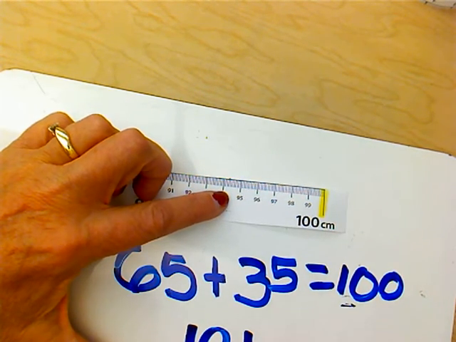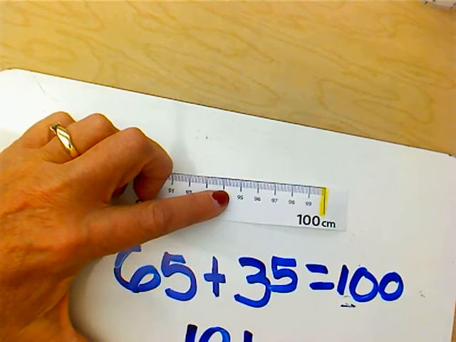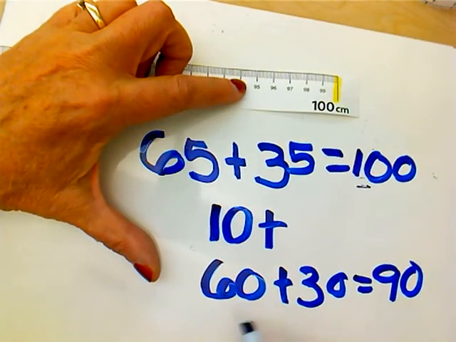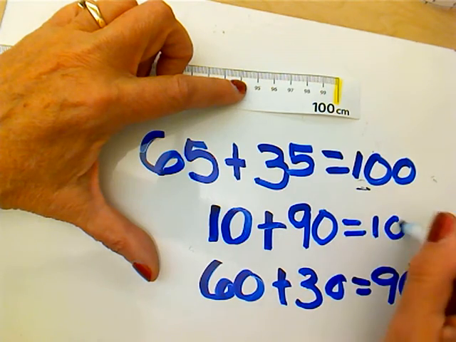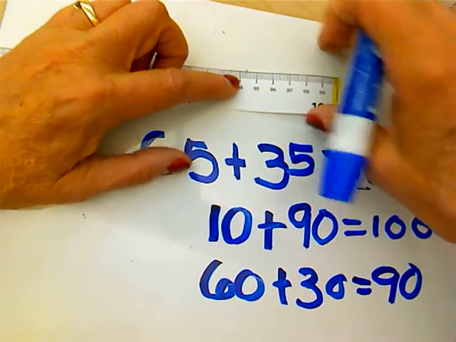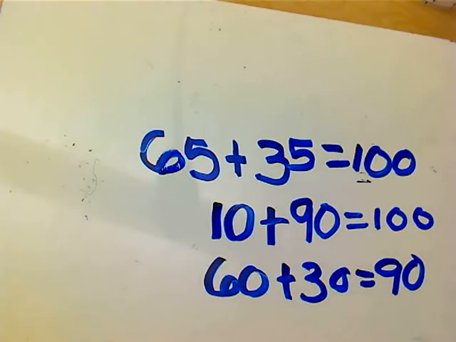60 and 30 would give me 90. I'm just looking at this a different way. And then 10 plus 90 gives me 100. Just a different way to look at that. All right, so you can erase the board, and I'm just going to put mine down.